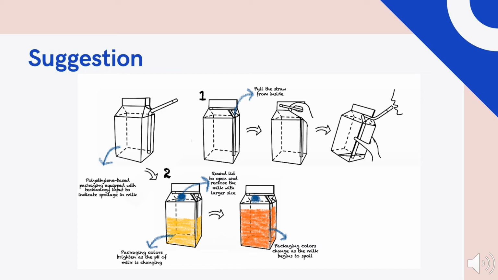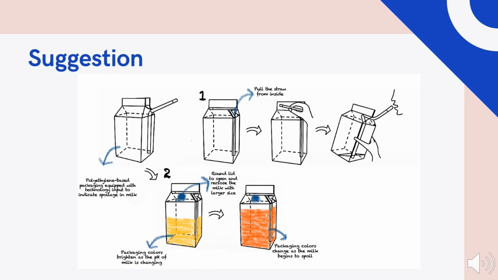So the first suggestion is to provide a paper straw inside the milk packaging, as shown in the figure. This suggestion is made to improve the ease of drinking the single-serve milk. So for the larger size milk, a round lid will be added to enhance the opening and reclosing process. This suggestion does not only aim to create better efficiency, but also to prolong the shelf life of the milk itself.